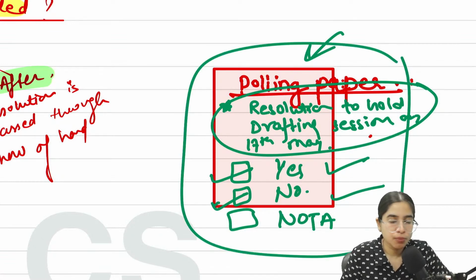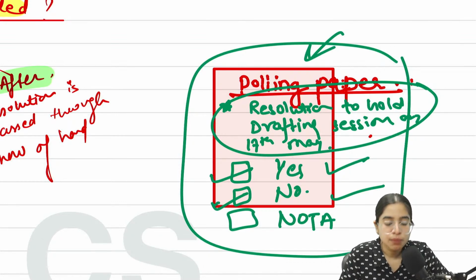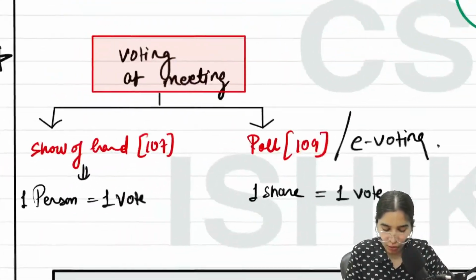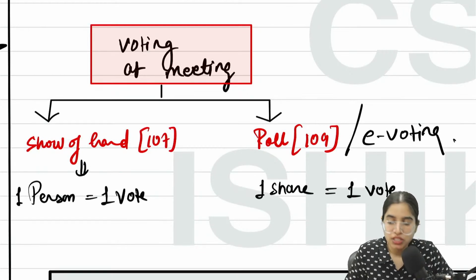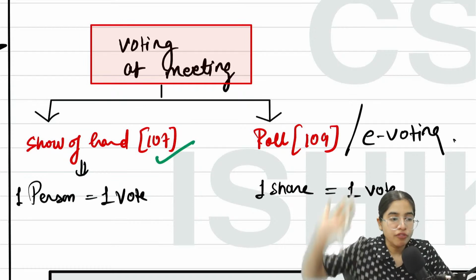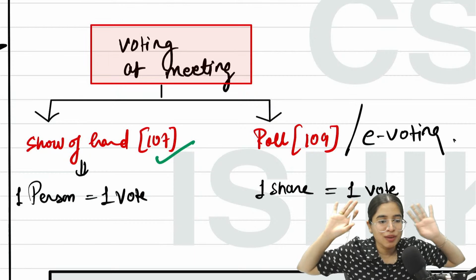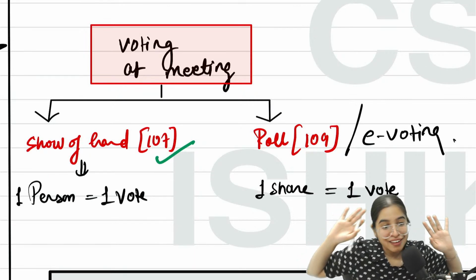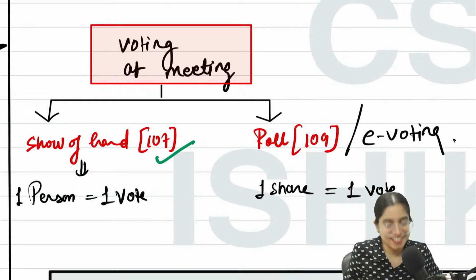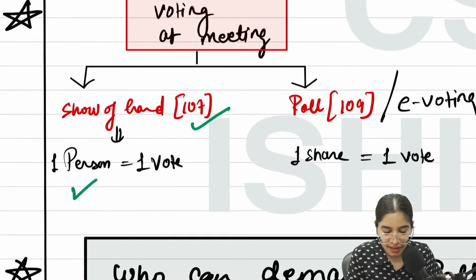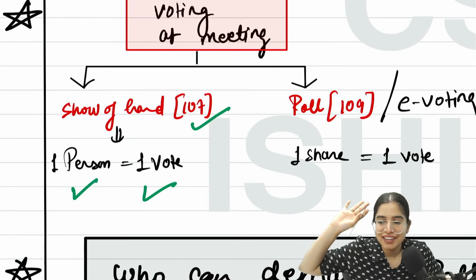Now there is one important point, that even a proxy can demand a poll and even a proxy can vote on poll. And there is one major difference which I want to tell you. Usually in a voting, when we do show of hand, if I am one person, I can raise only one hand or maximum two hands. But if I have 100 shares, can I raise 100 hands? The answer is no. Whenever a voting is done through show of hand, it is always one person, one vote. One person will get one vote.